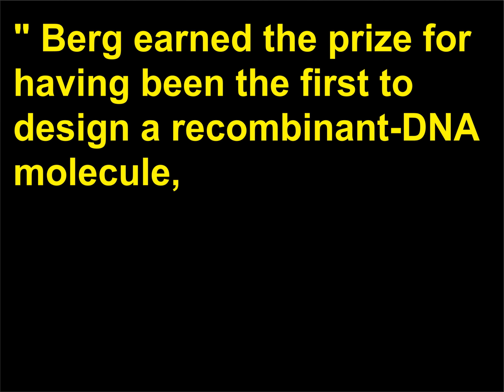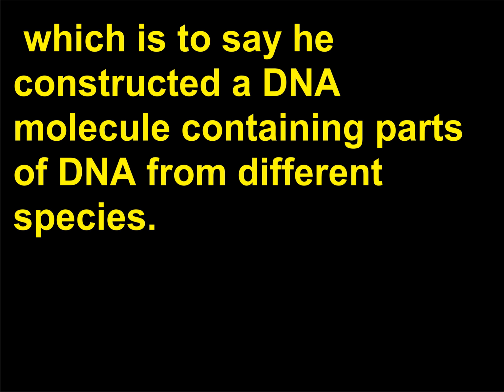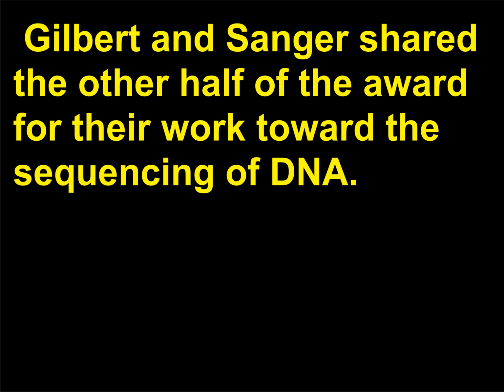Berg earned the prize for having been the first to design a recombinant DNA molecule, which is to say he constructed a DNA molecule containing parts of DNA from different species. Gilbert and Sanger shared the other half of the award for their work toward the sequencing of DNA.